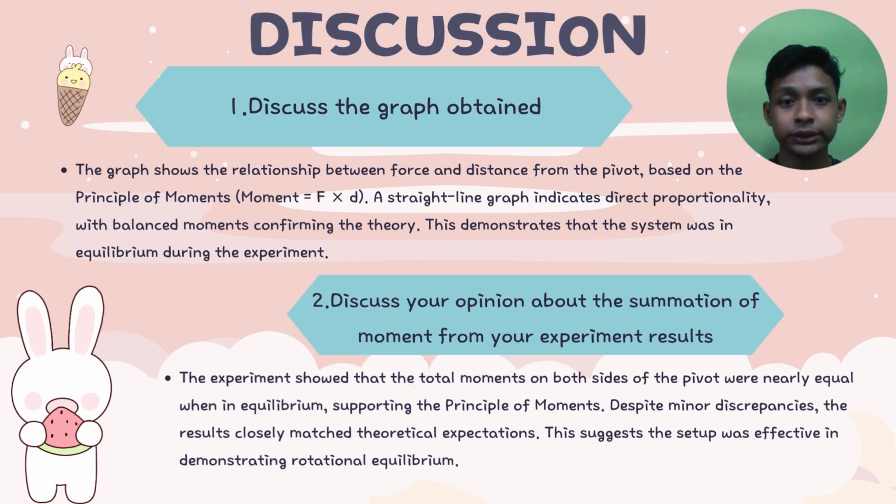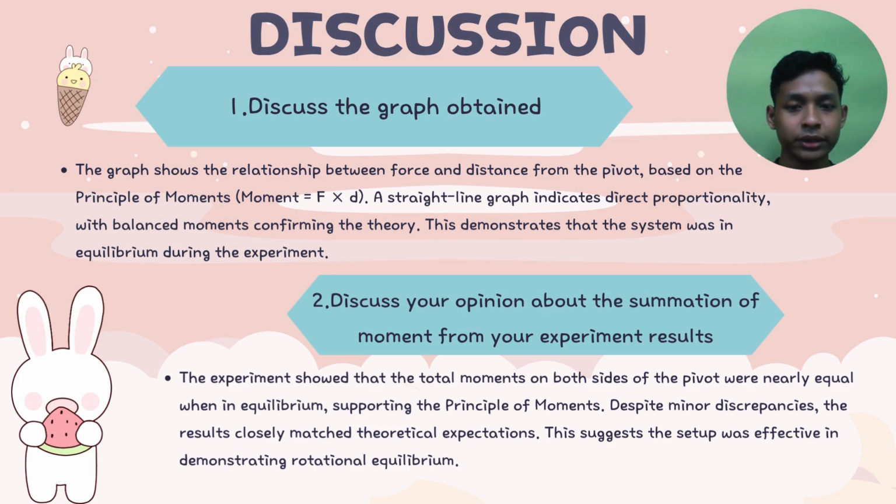For the discussion, the first part is to discuss the graph obtained. The graph shows the relationship between force and distance from the pivot based on the principle of moments, which is moment equals F times D, where F is force and D is distance. A straight line graph indicates direct proportionality with balanced moments, confirming the theory. This demonstrates that the system was in equilibrium during the experiment.